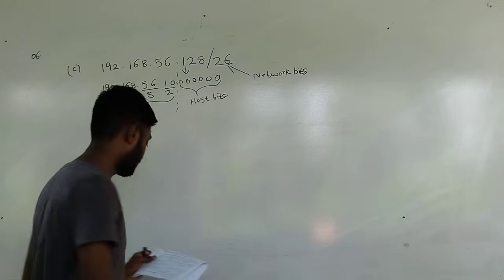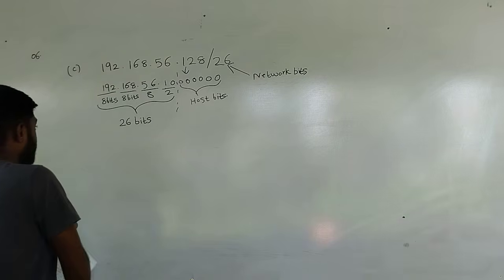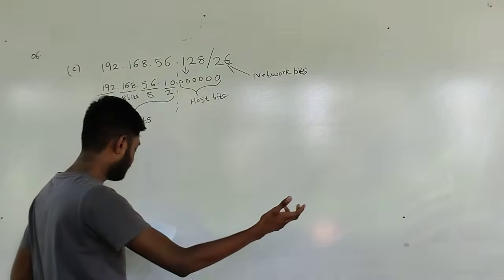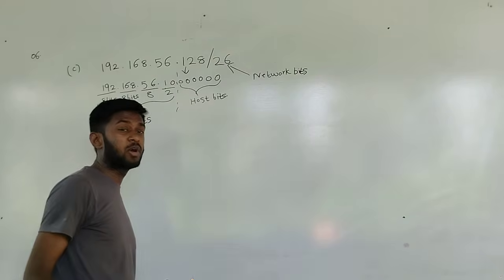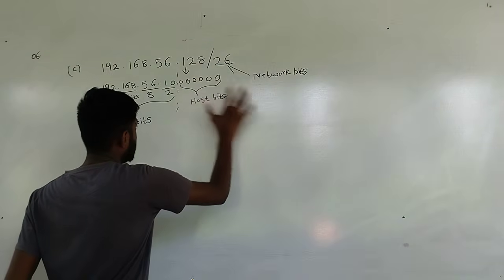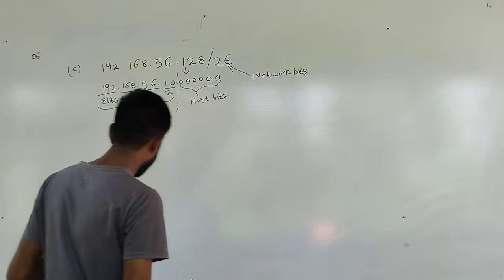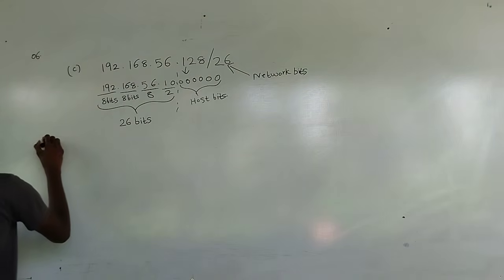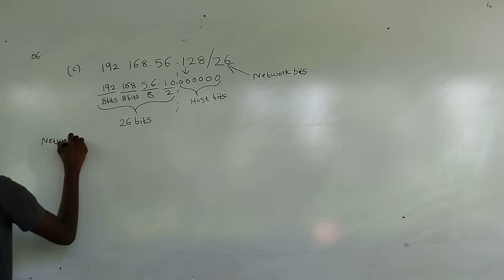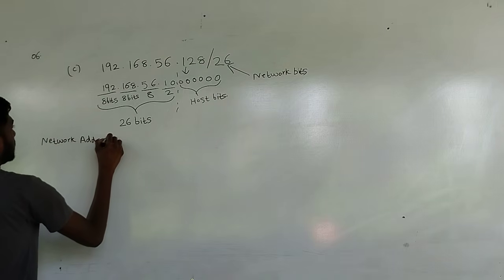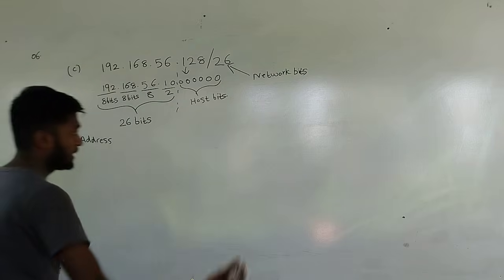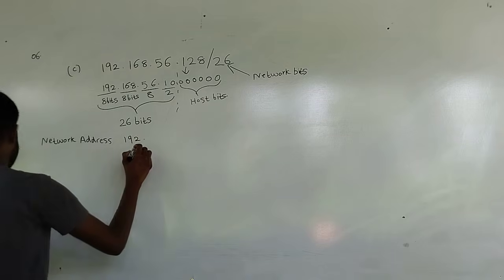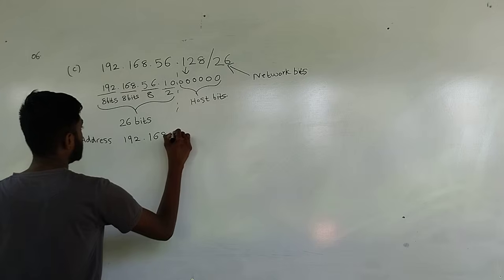I hope that is clear. If you make all the 6 host bits 0, you will be getting the network address. Then let us make that and try now. So how to find the network address? The net bits are going to be the same, so no change in that. So here we will be getting 192.168.56.